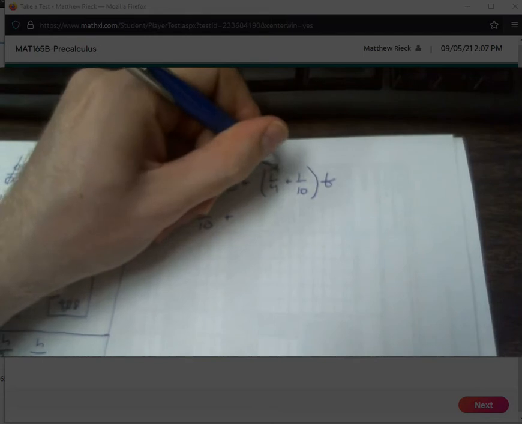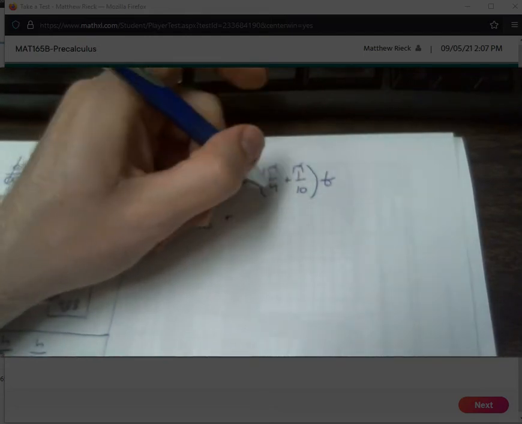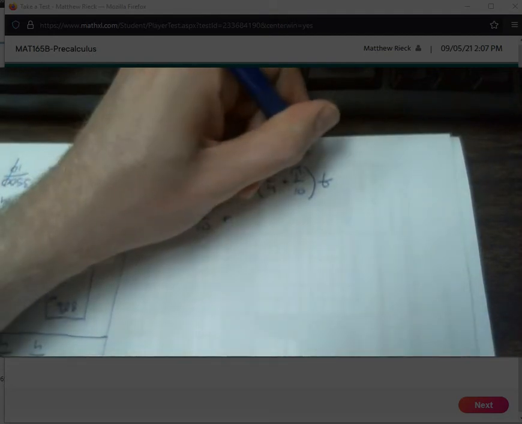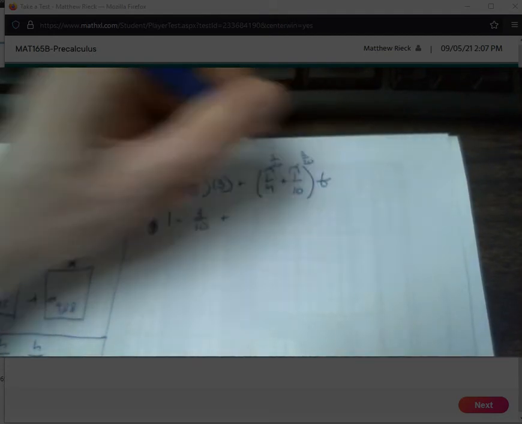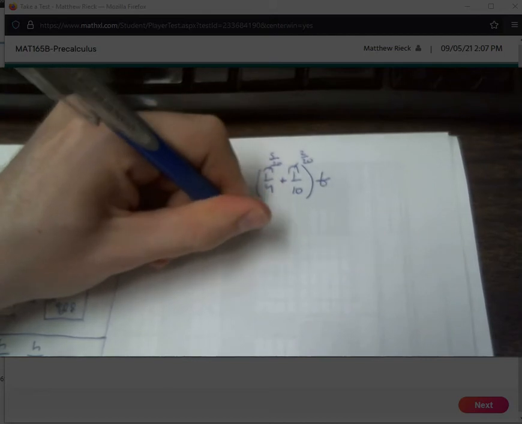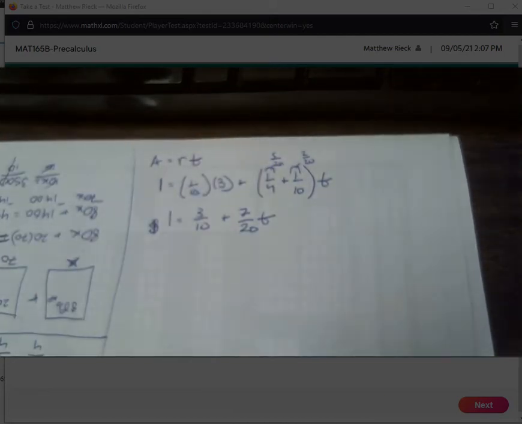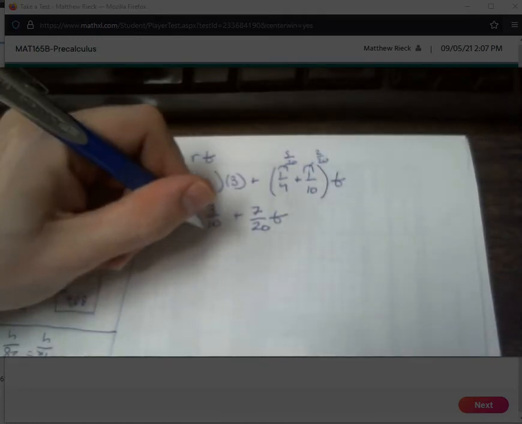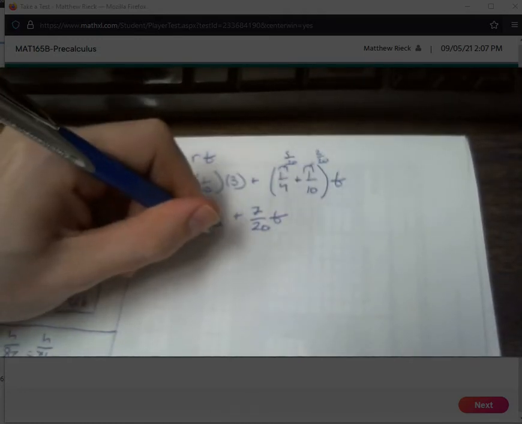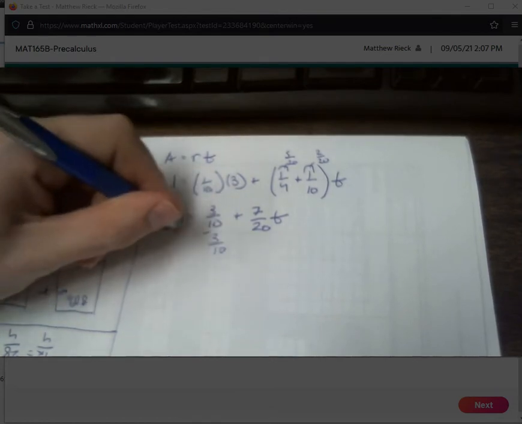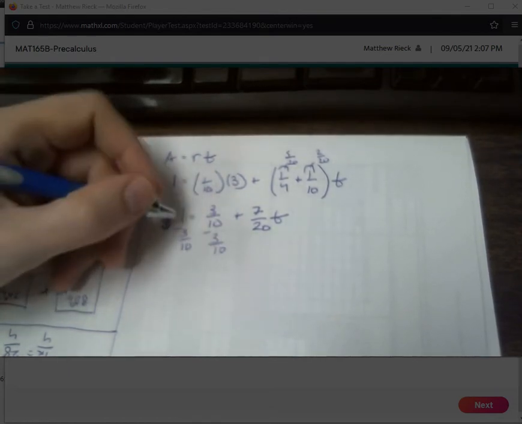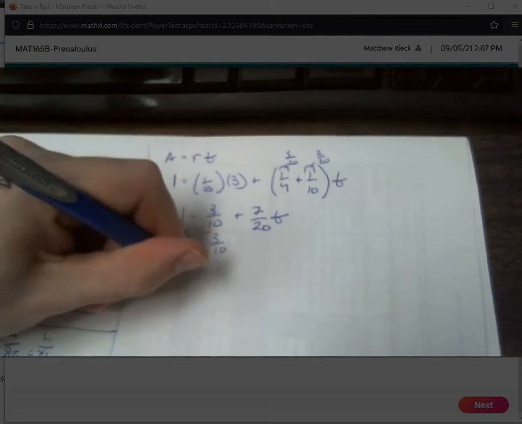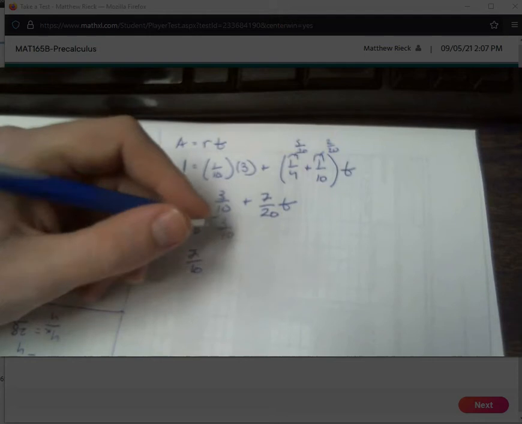in this case, our least common denominator here is going to be 20, it looks like. So 1/4 is going to be 5/20ths. 1/10 is going to be 2/20ths. So we have 7/20ths times t. So then to get t by itself, we're just going to subtract the 3/10 from each side. So 1, which is 10/10, minus 3/10 is going to be 7/10.